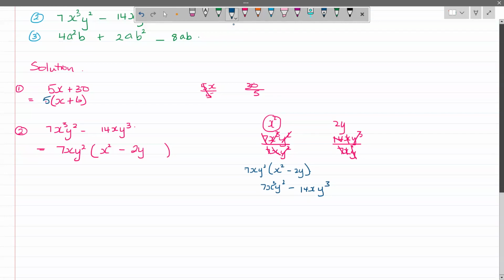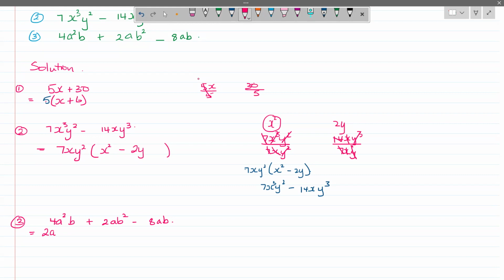And then the last one, we have 3 terms to this. We have 4a squared b plus 2ab squared minus 8ab. When we look at the numbers, the highest common factor is going to be 2. When we look at the letters, we look at each letter. So we're doing a first, then we're doing b. We have a squared, we have a and another a. So we're going with the lower. The lowest power will be a, because that's a to the power of 1. Then we have b squared and b. We're going to go with b.